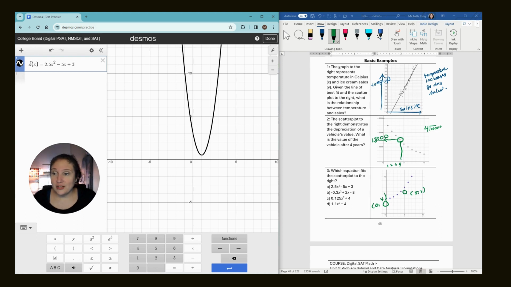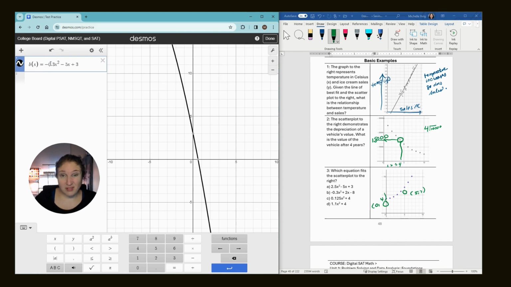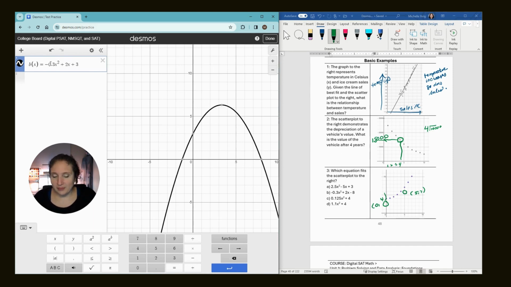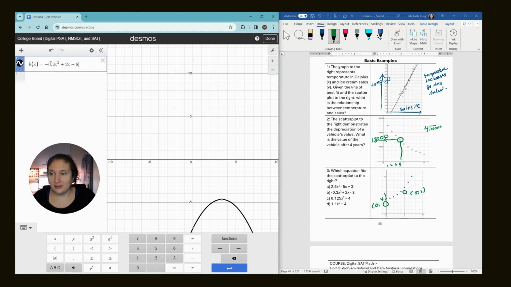So I'm going to change this to b of x. So now I know I'm doing choice B. I like to just highlight and type over numbers instead of retyping everything. So I've got negative 0.3x squared. This will become plus 2x, and then minus 8. If you are typing over everything, just double check you typed it in correctly. Very clearly, this graph doesn't match the one in our picture, so it's not choice B.